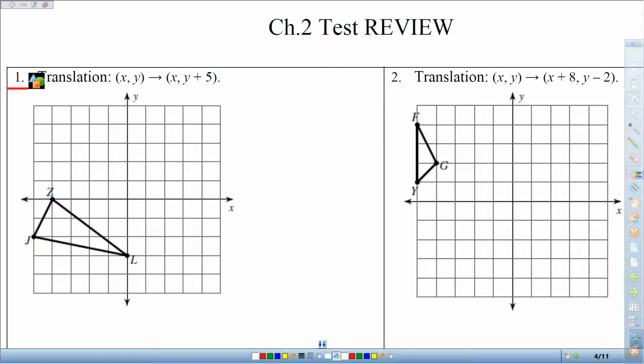Okay, this is just asking us to do a basic translation. The reason why I wanted to do this one is if you notice, there is no number being added or subtracted to our x value. But there is a number being added to our y.